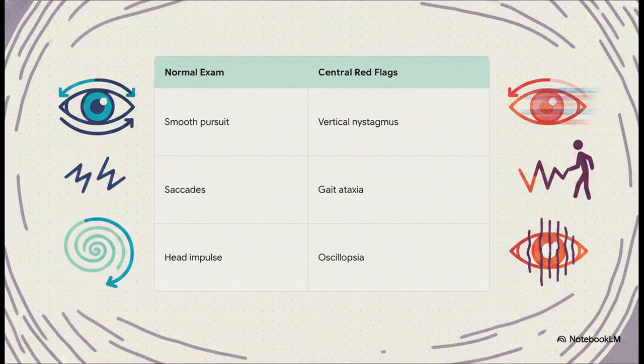That standard normality is actually incredibly useful diagnostically because it excludes most central causes. Now, obviously, you've still got to actively hunt for central red flags. If you see vertical or direction-changing nystagmus, new gait ataxia, or persistent oscillation, you refer them urgently for imaging, no questions asked. But if the exam is normal, you are firmly, confidently in VID territory.